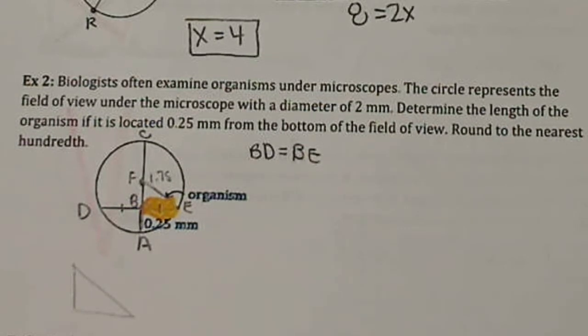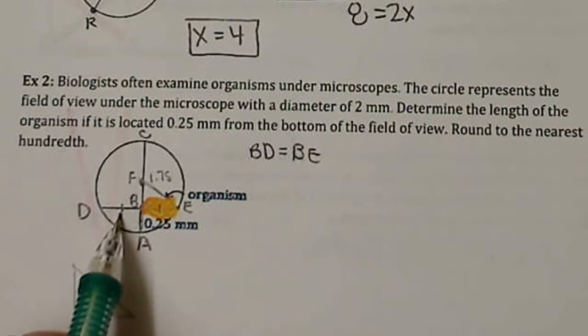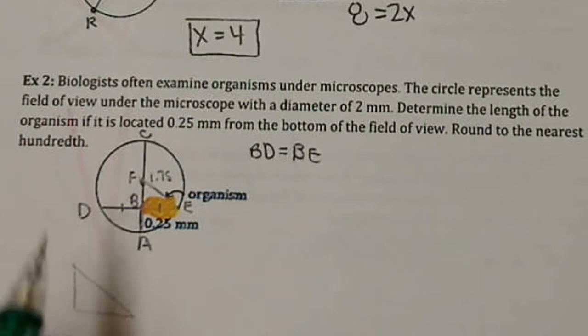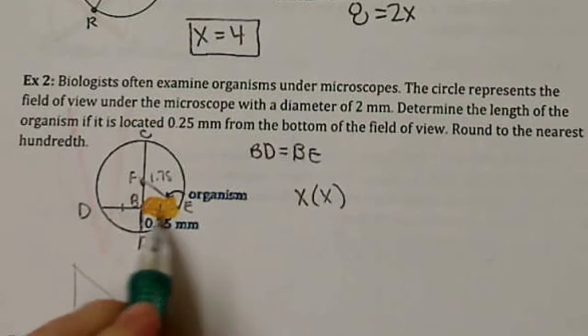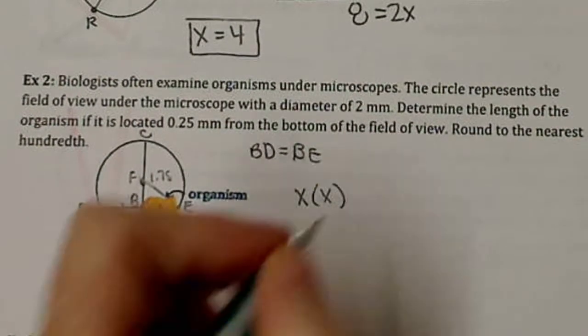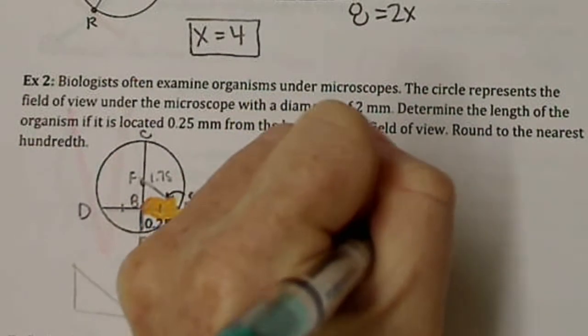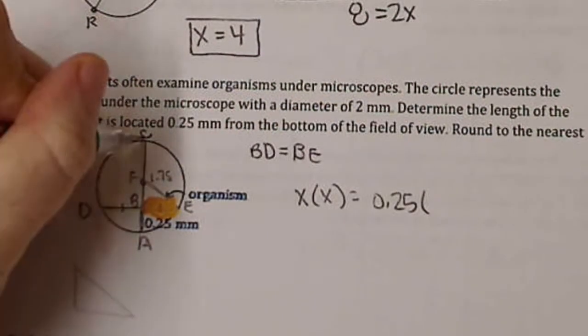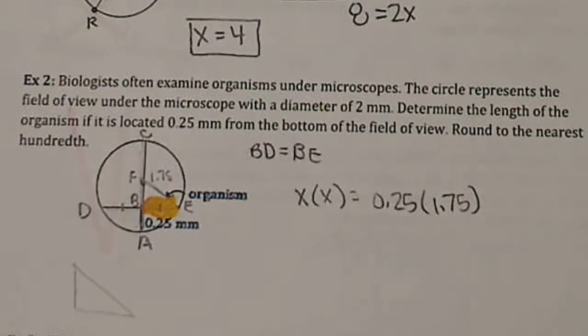Or I can use my product of secants that I just learned about. And that says that the pieces of the secants, the product is equal. So if this, I don't know how long it is, if it's x, then I know that x times x is equal to the product of this little piece, 0.25, times this piece, BC, which is 1.75. That's a whole lot easier than doing the whole Pythagorean theorem.